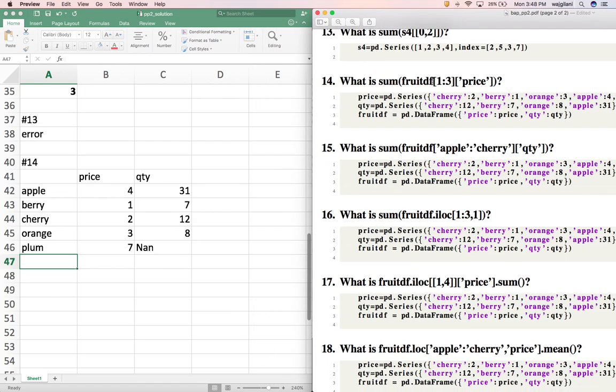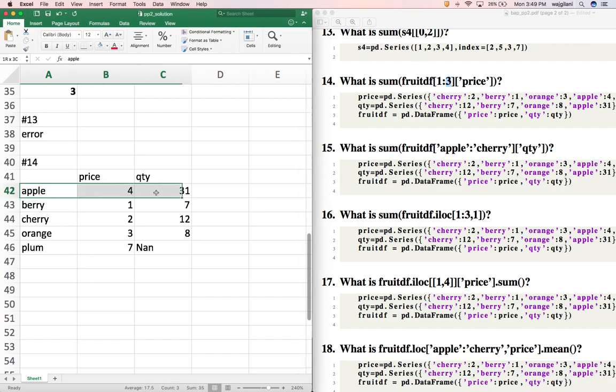What is fruit DF 1:3 price? Okay, excellent. Fruit DF, this table's name is fruit DF. 1:3, you remember that if I put in the first set of square brackets from the previous videos, then if I were to put the column names in, I'm grabbing the columns, right? But if I put these numbers in, 1:3, then I'm grabbing the rows. And because I'm using the colon system here, that means I'm doing it by row order, and that second number, as is consistent in Python, will be exclusive. So I'm grabbing not the first row, because remember the first row is 0. I'm grabbing the second row, the third row, but not the fourth row.